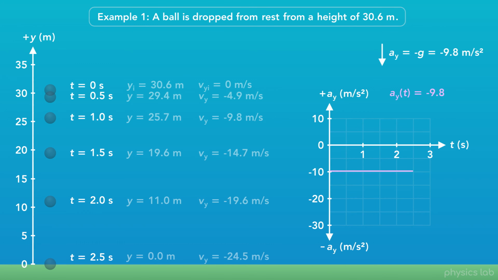Written out like this, acceleration as a function of time is just a constant value. The variable t doesn't appear on the right because acceleration does not depend on time. It's always the same value.